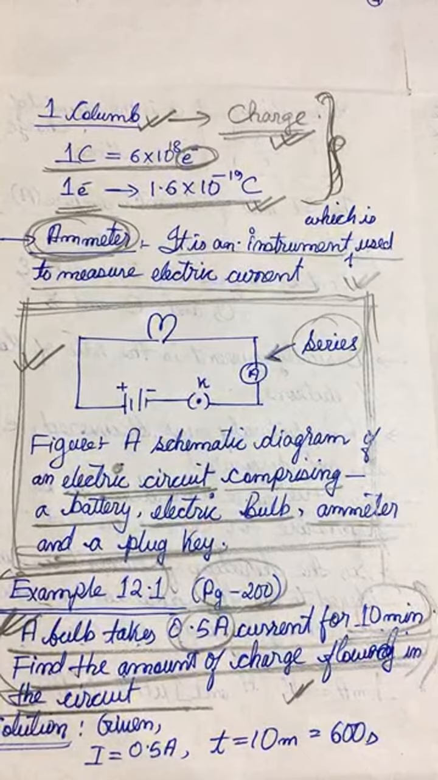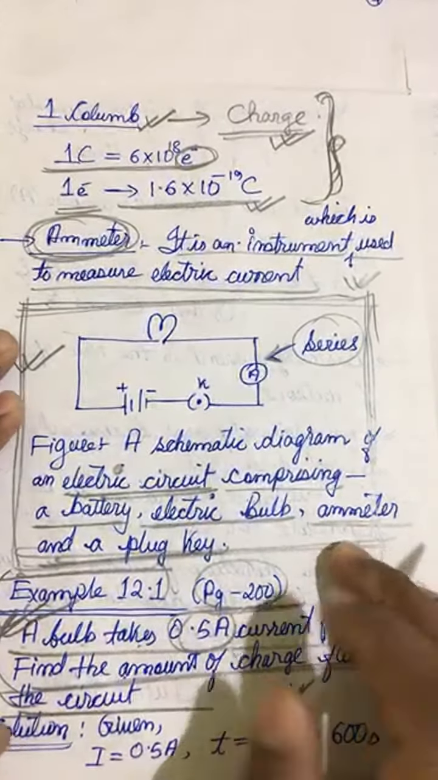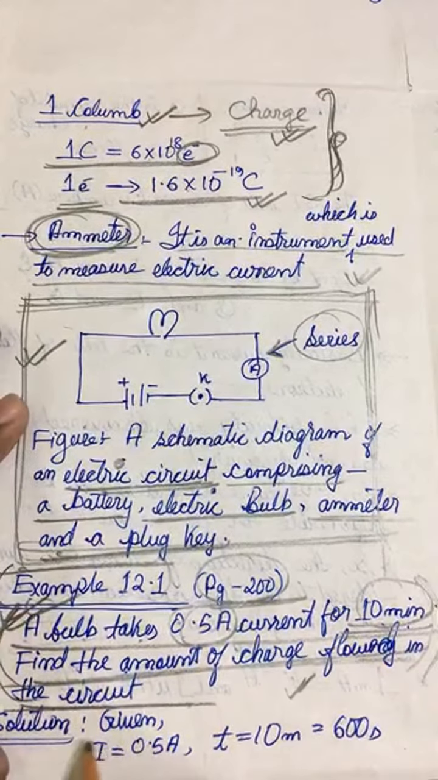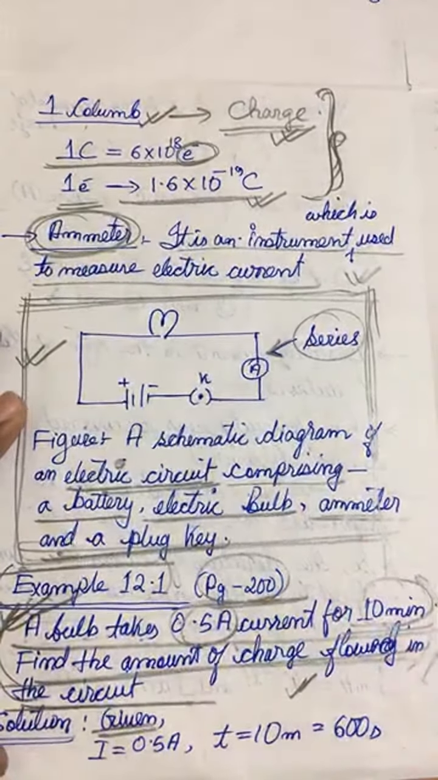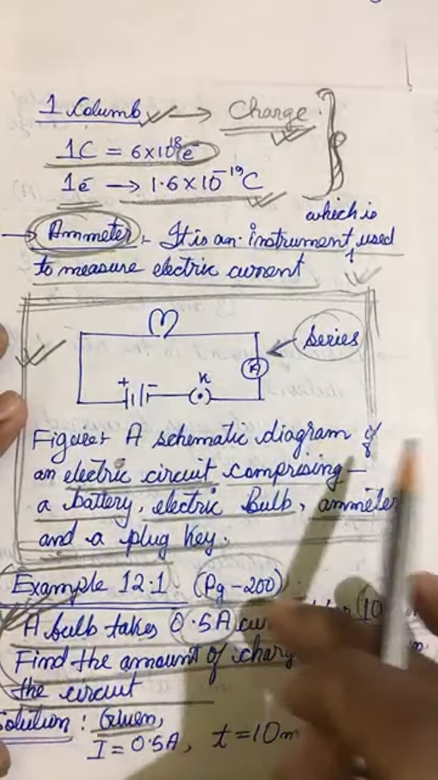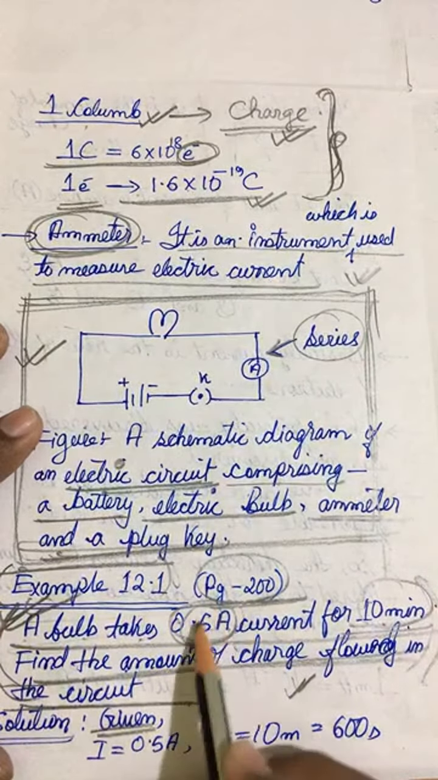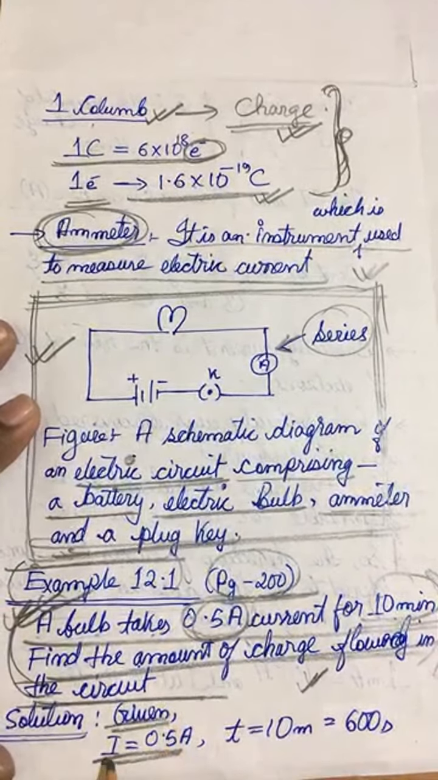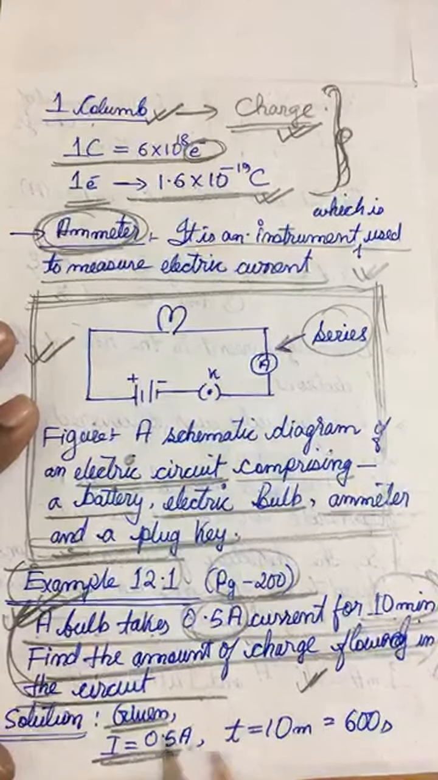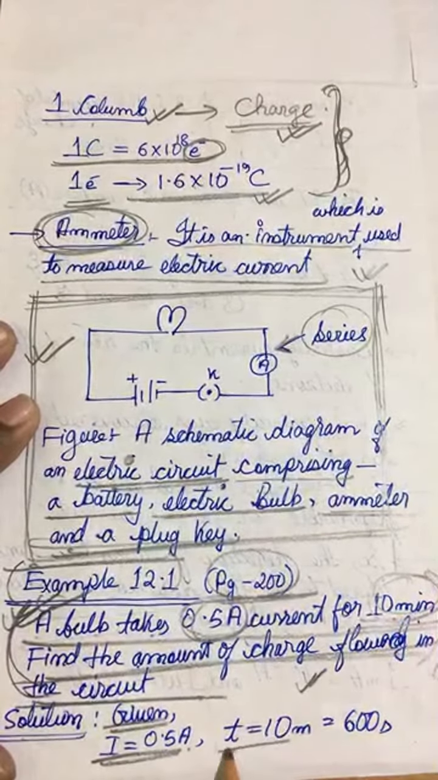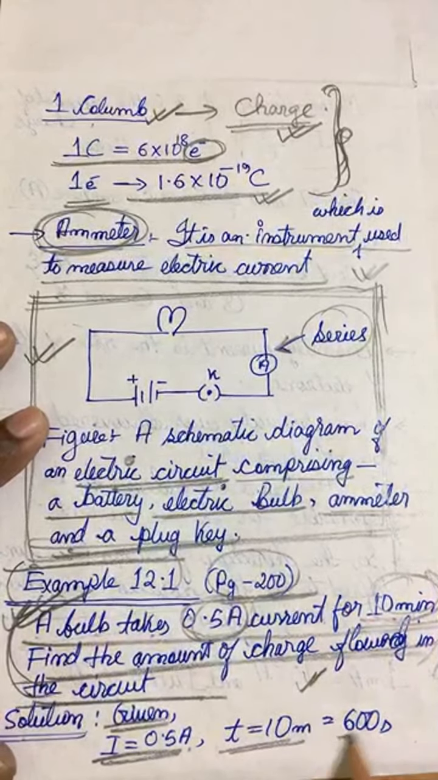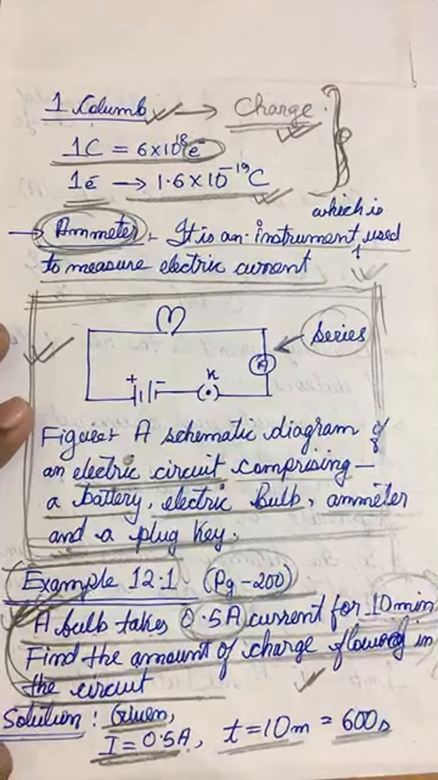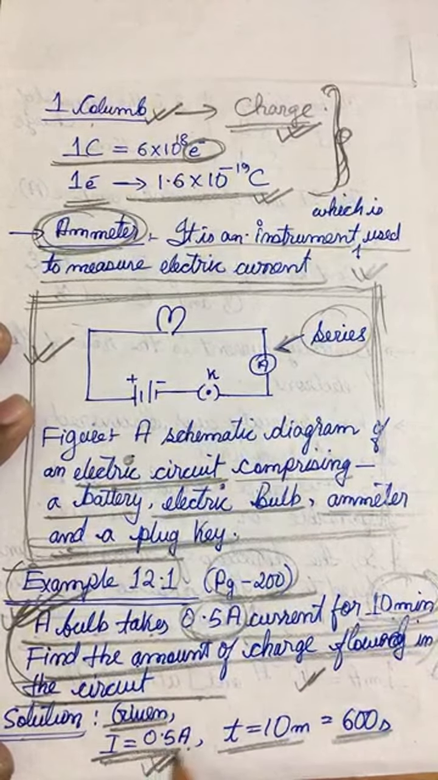After that, when you get a numerical like this, first of all, you have to read the question first and find the given things. What are the things given in this numerical? For example, in this question, we are given 0.5 ampere, that is current given to the solution, I is equal to 0.5 ampere. And we are given time, that is t is equal to 10 minutes, and we have to convert that to seconds, because the second is the SI unit of time. So we have written what the given things are.